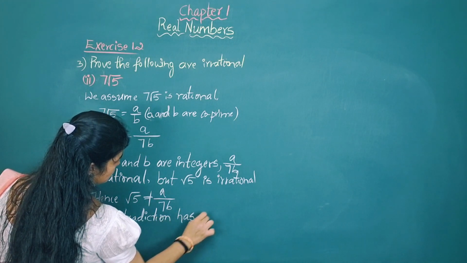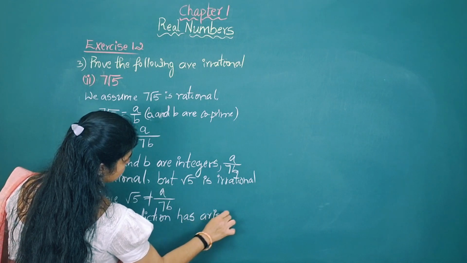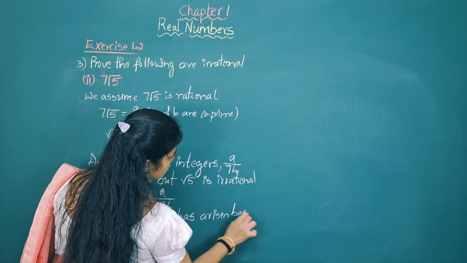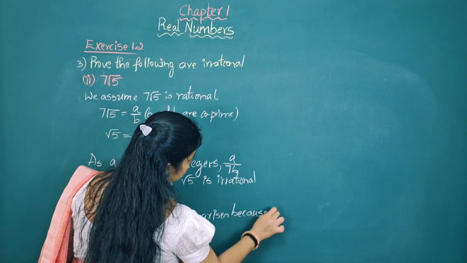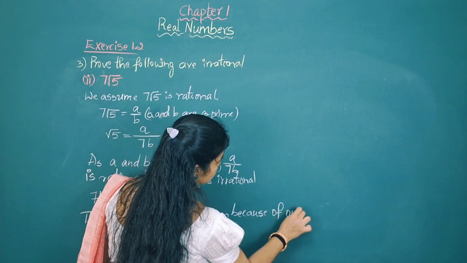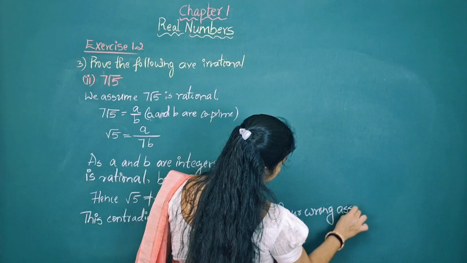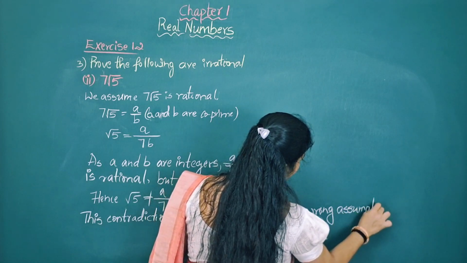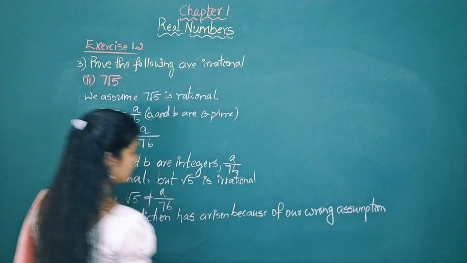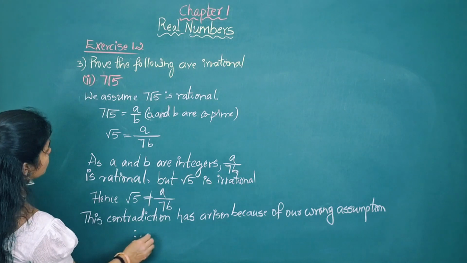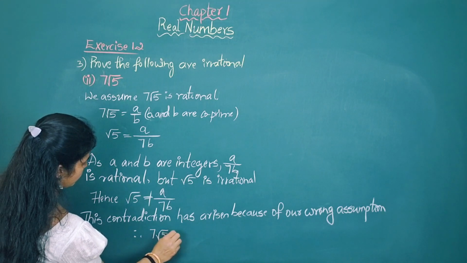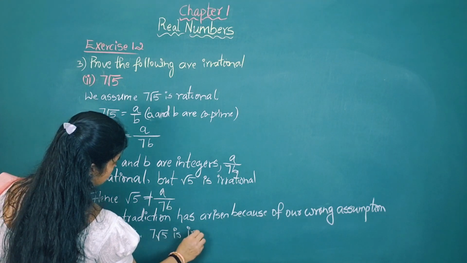This contradiction has arisen because of our wrong assumption. Okay, so therefore we can write 7 root 5 is irrational.